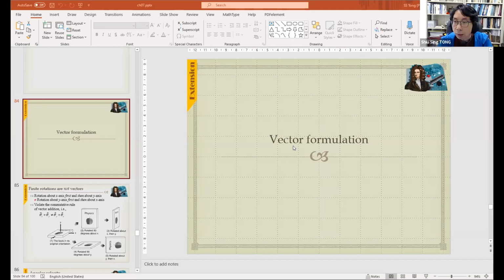All right, let's come back for discussion. Now, this vector formulation of rotation is actually beyond the syllabus. But I just want to include this section for two purposes. The first purpose is that I want to make everything complete.